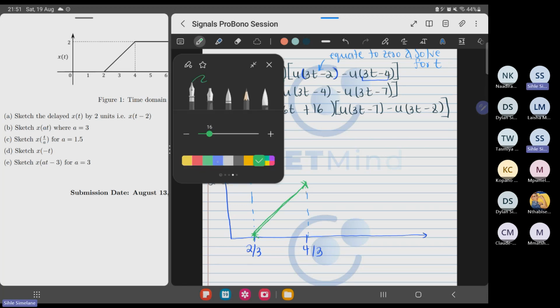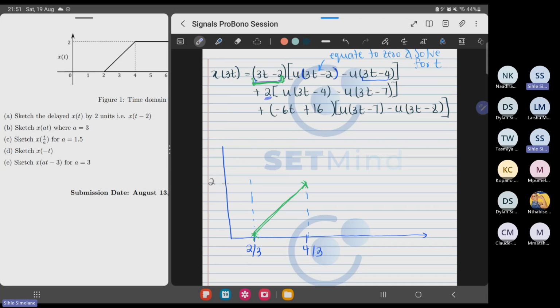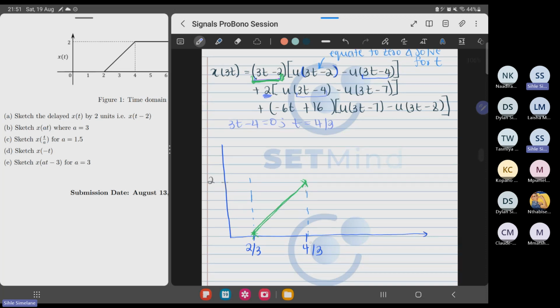And then let's go for the second function, which is 2. All this is saying is our function is valued as 2 between which t values. We need to take this, equate it to 0, and solve for t. So when you have 3t minus 4 is equal to 0, your t will be 4 over 3. So starting from 4 over 3, which is this point, until this here, where 3t minus 7 is 0, we obtain 7 over 3 as t.